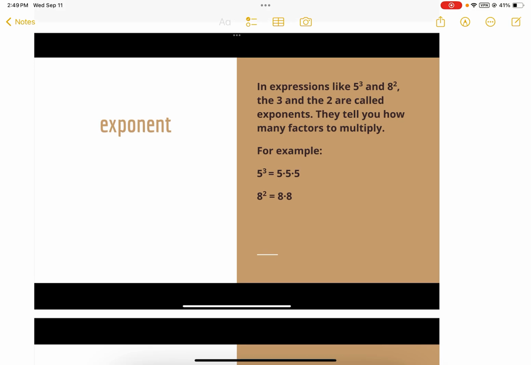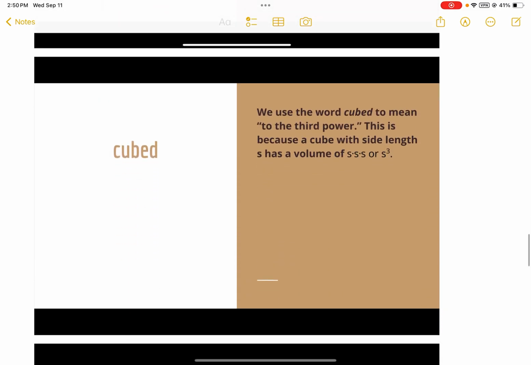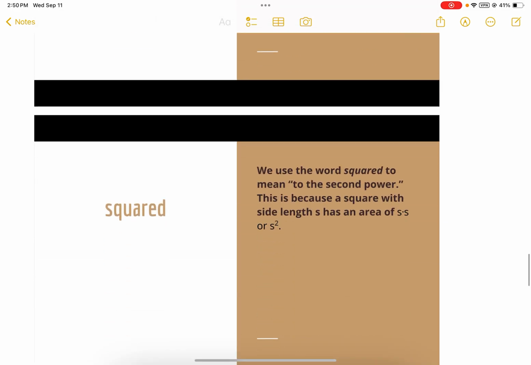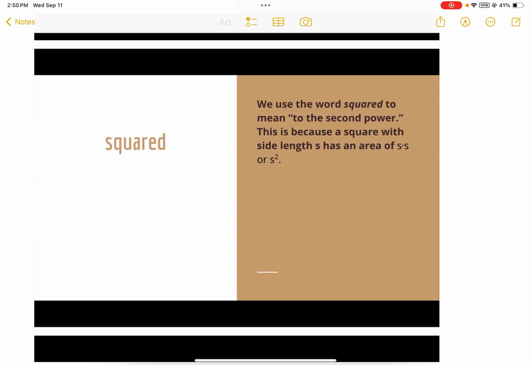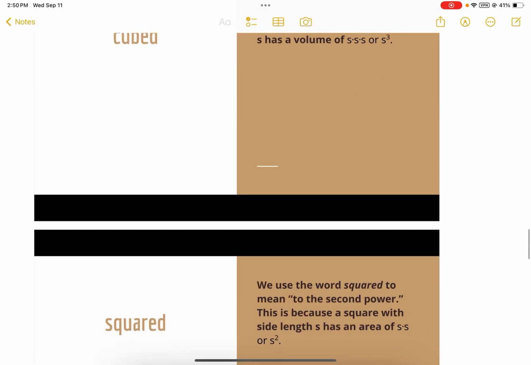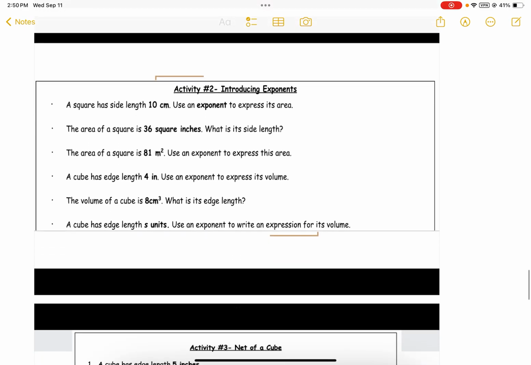It tells us how many times we multiply the base by itself. Cubed is when we put that little 3. Cubed has to deal with a volume, 3 dimensions, so like how much stuff fits inside an area. And then squared is when we are talking about the area. Area is always squared, and volume is always cubed. So those are the differences.